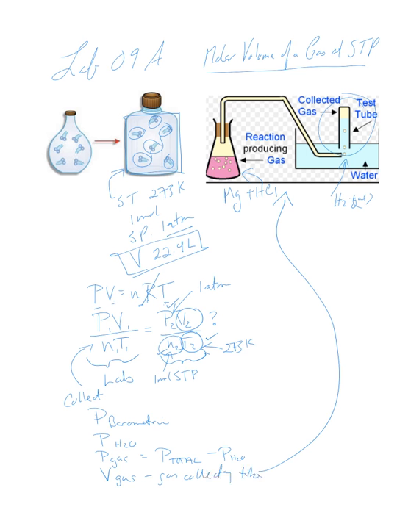Then we've got the moles of our gas that we have to get from our limiting reactant, and we have to do the stoichiometry of that. So that gives us our moles of gas, our volume of gas, barometric pressure minus the water vapor pressure, and then our temperature of our gas from our thermometer. Once we know all of these variables, we can plug them in and solve for our molar volume of a gas.